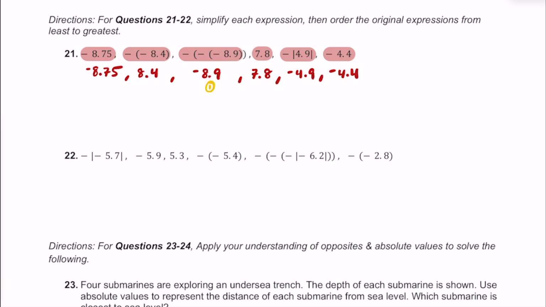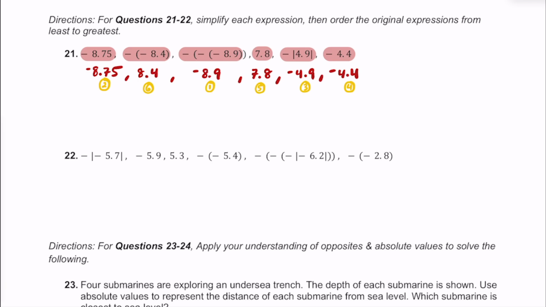Okay. And then we're going to say negative 8.75. That's going to be a little bit bigger than it. Then looking at our last two negative numbers here, negative 4.9 is going to be a little bit bigger. But then negative 4.4, out of all the negative numbers, it's going to be the biggest of all the negative numbers. Once we've ordered those first 4 values, we have 2 positive values here. Which one's going to be the next biggest? I think it's going to be the 7.8. And the largest value here is going to be positive 8.4. All right, so these are all of them in order from least to greatest.